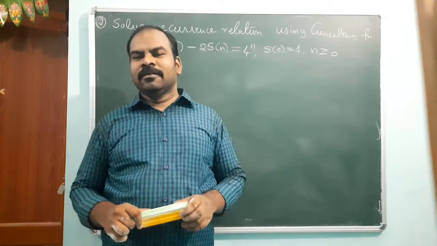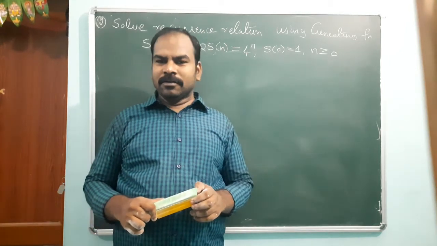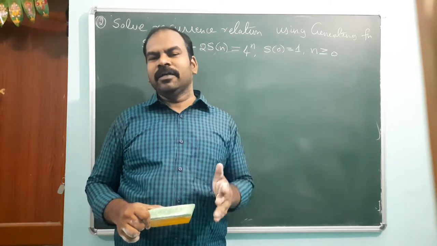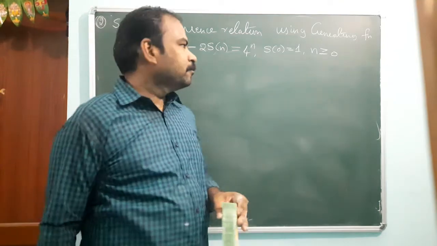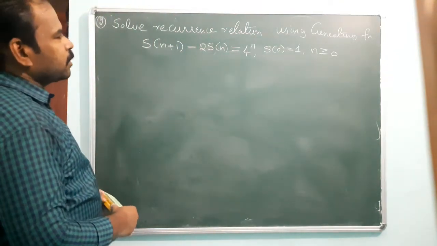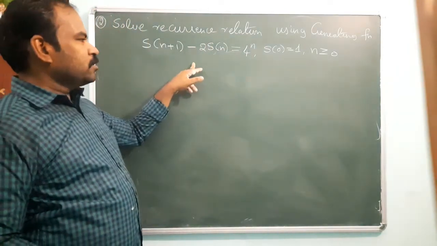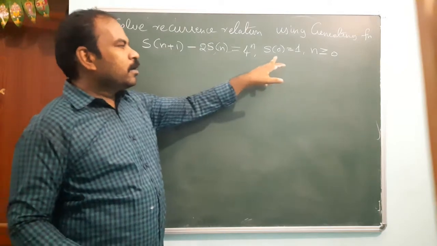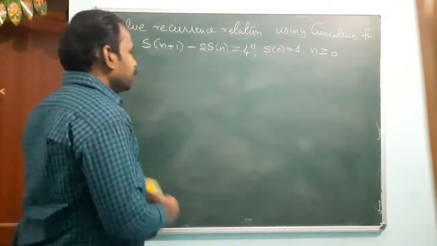Hello students, in this video we will see one more problem, that is solving a recurrence relation using the generating function concept. In this problem they asked us to solve the recurrence relation s of n plus 1 minus 2 s of n equal to 4 power n, given s of 0 equal to 1, n is greater than or equal to 0.